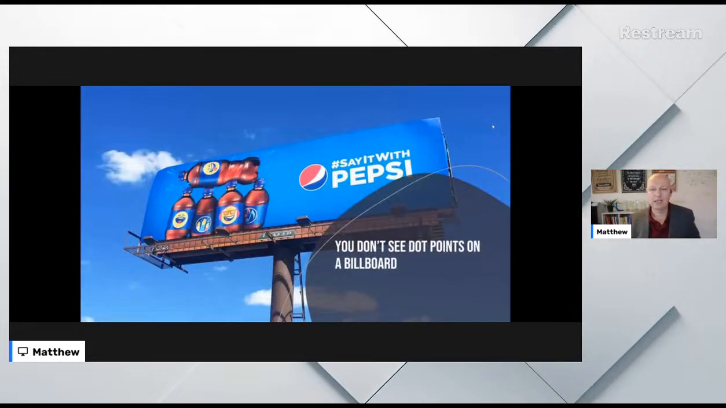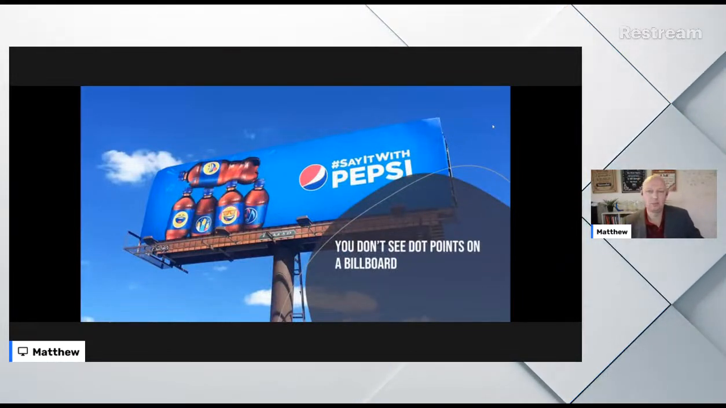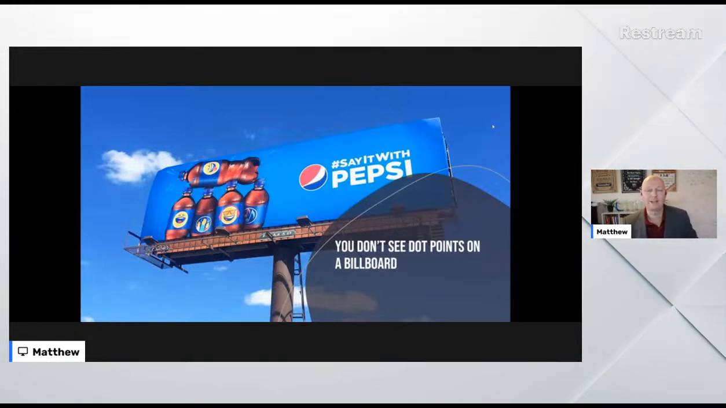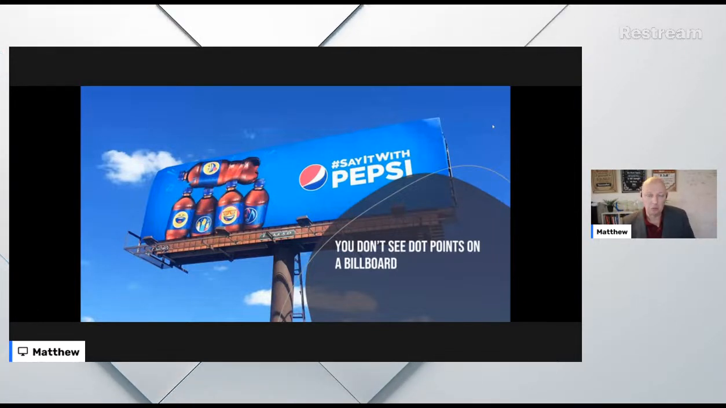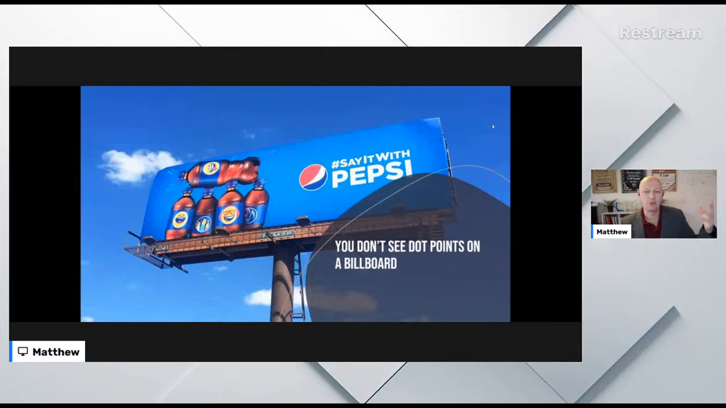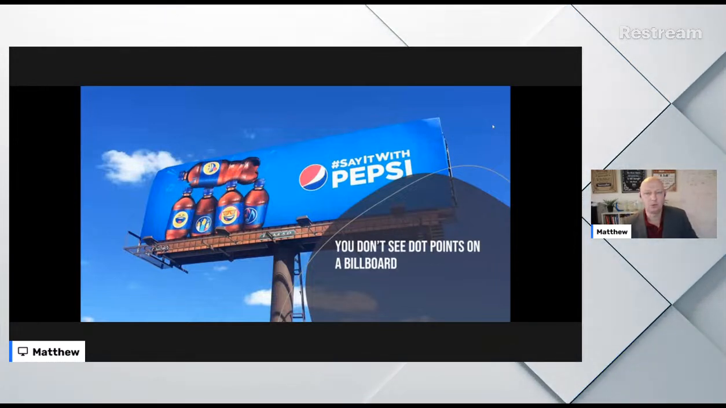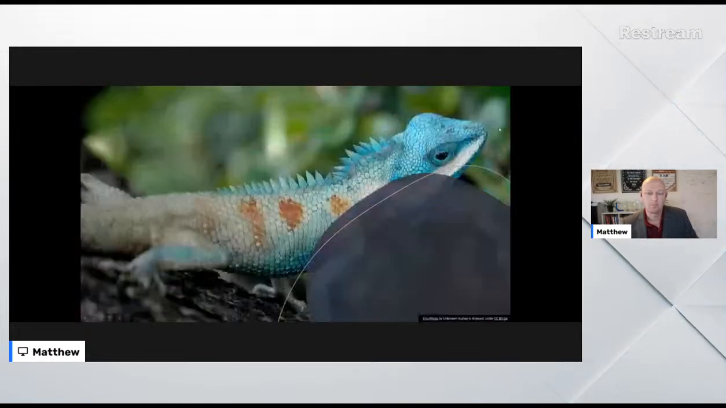And again, we look at what happens in marketing. Well, marketing are doing things for a reason, and you certainly don't see dot points on a billboard. You don't see huge amounts of text. We want to engage people. We want to attract their attention. Well, marketing, you do it with high quality visuals.